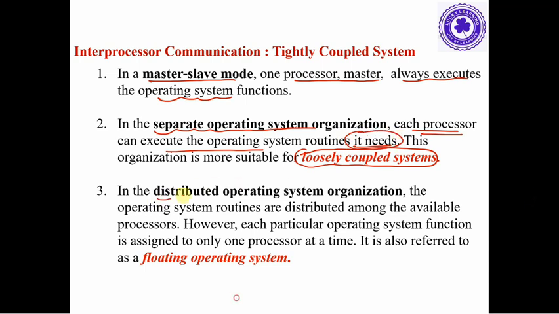In the case of distributed operating system organization, the operating system routines are distributed among the available processors. There may be multiple routines in the operating system. Each routine may be assigned to different processors. It is distributed. However, each particular operating system function is assigned to only one processor at a time. It is also referred to as floating operating system.